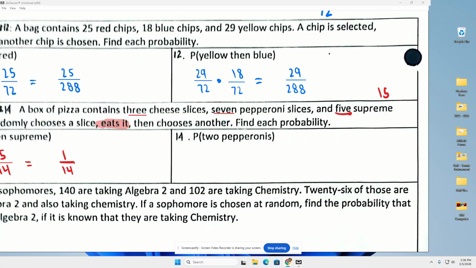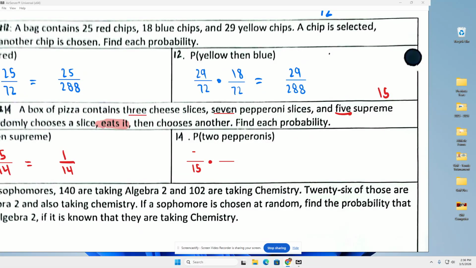So number 14. It says, what's the probability of 2 pepperoni pieces? So again, like I've said over and over again, when you're doing multiple events, you multiply events. Here's the difference between number 11 and 12, and then of course 13 and 14. You're grabbing a piece of pizza out of this box. There was 3 plus 7, 10 plus 5, 15 of them, like we calculated yesterday. You reach into this box of 15. How many were pepperonis? 7.